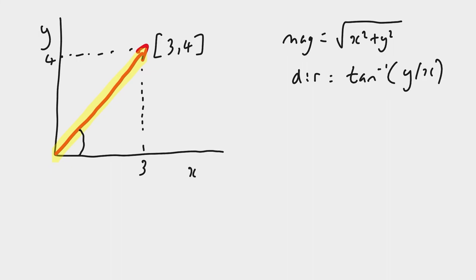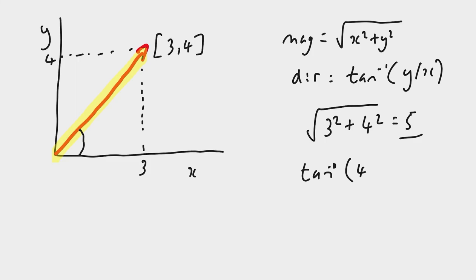So let's plug those values now into these expressions. So to calculate the magnitude then, that's x squared, so that's 3 squared, plus y squared, so that's 4 squared, square rooted, which gives us 5. So that's our magnitude. And then the direction is inverse of tan y, which is 4 over 3, and that gives us an angle of 53.1 degrees.